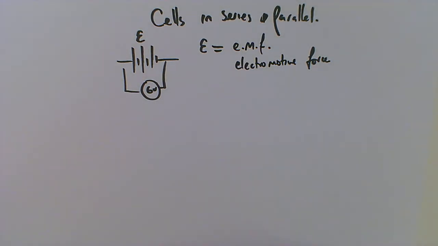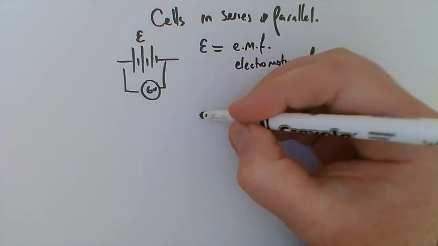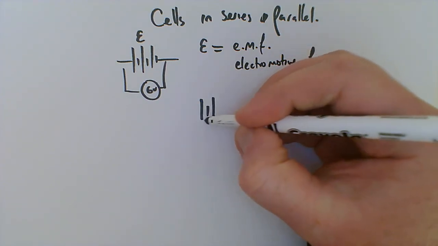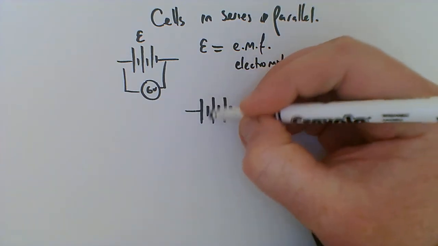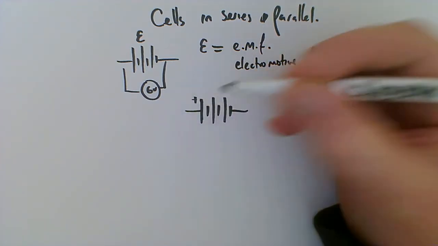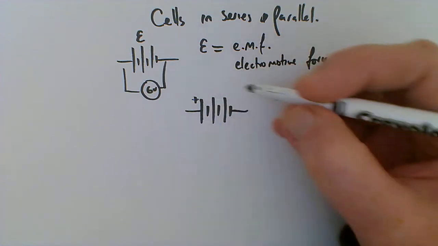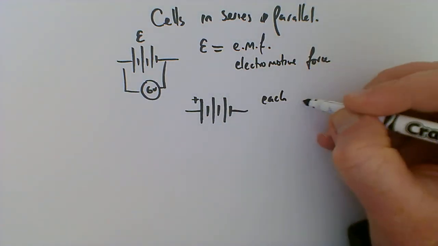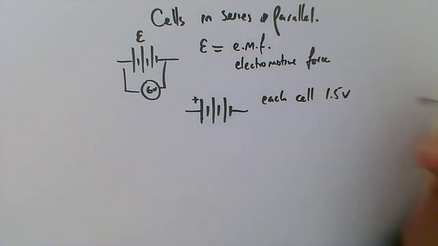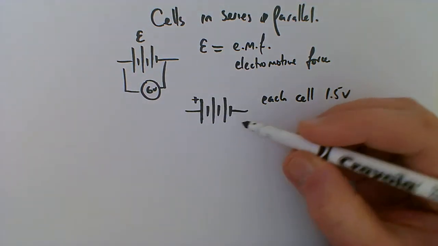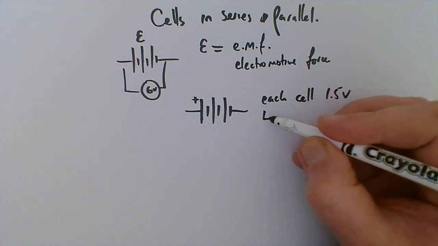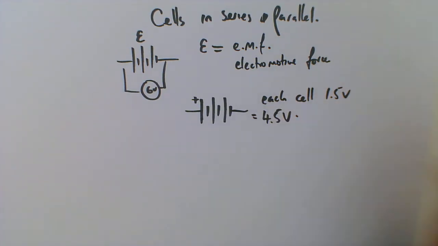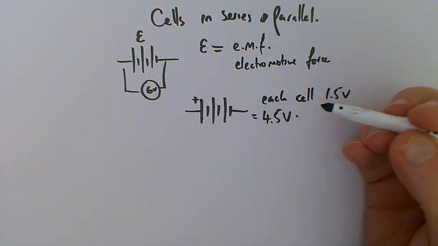Now if we add cells in series, the EMFs basically add up. So which one is the positive end on here? It's the long one, right? If we say each cell is 1.5 volts of EMF, how much is going on here? Well, we've got 1.5 plus 1.5 plus 1.5 is 4.5 volts. Easy enough, right? There's no real difficulty in that.